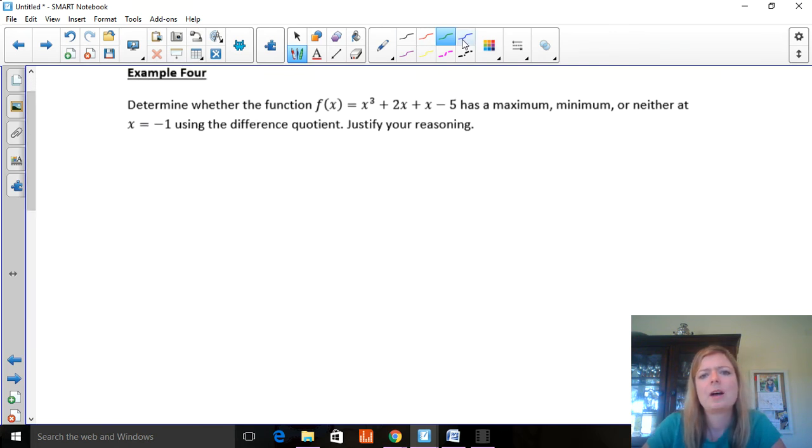Okay, so this is a cubic function. Okay, it's cubic because its degree is 3. So we're learning all about these next chapter. So we want to know if there's a maximum, a minimum, or neither at x equals -1 using the difference quotient, and then it wants some justification.